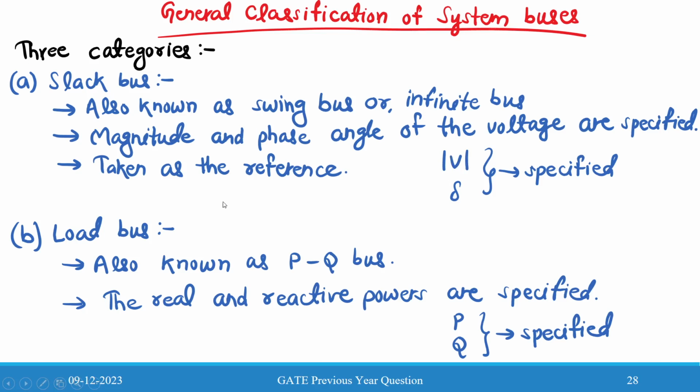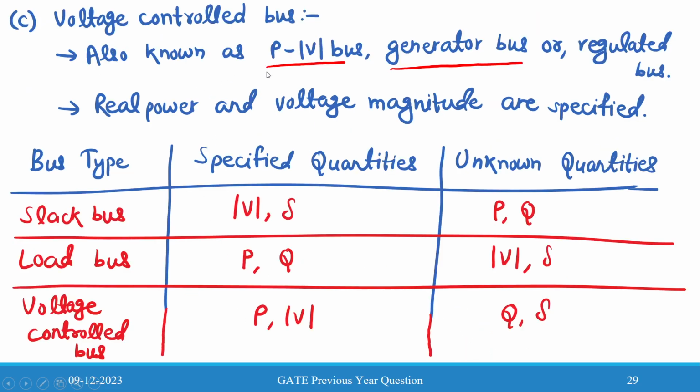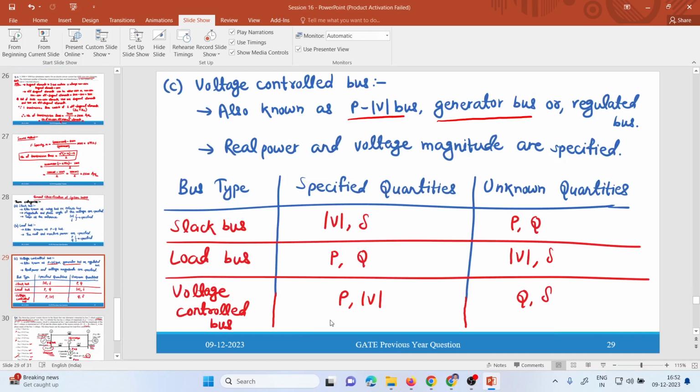And the load bus is also known as the PQ bus, where the real and reactive powers, P and Q, are specified. And the voltage control bus is also known as the PV bus. It is also called the generator bus or regulator bus, and here the real power and voltage magnitude are specified.